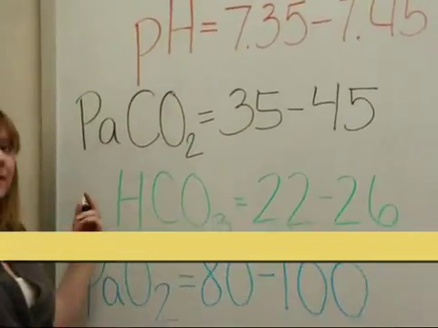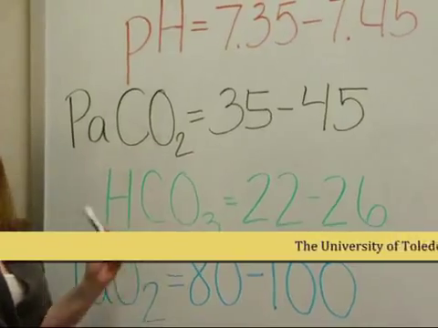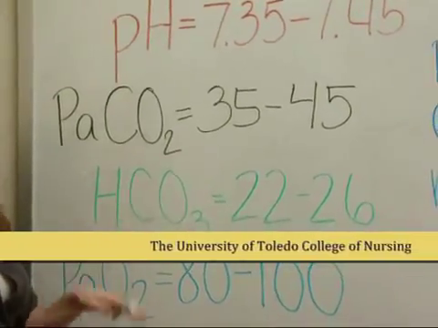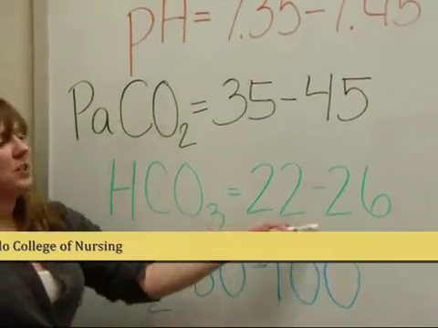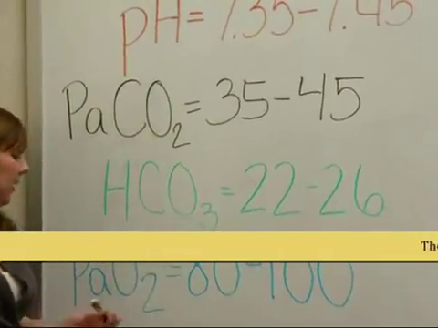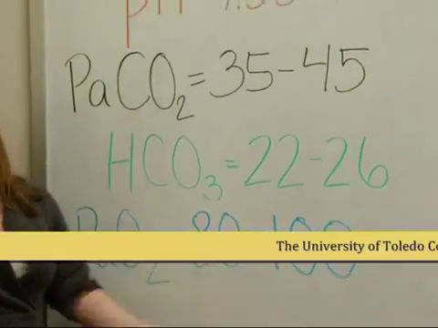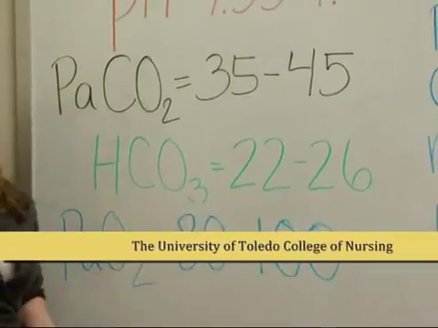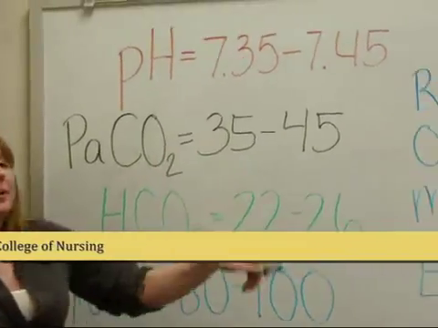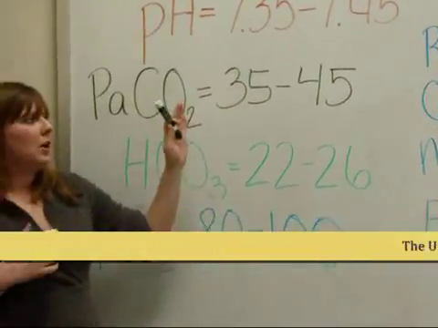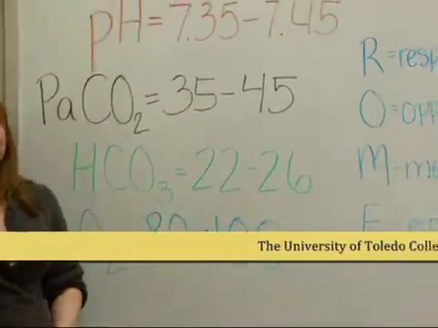Our bicarb we did green, and the reason we did green is because it's from your kidneys, kind of inside the gut, green. So 22 to 26 is our normal for bicarb. And our oxygen is 80 to 100. That's just a normal vital sign that you should know. So next we're going to help you determine the steps on how to read an ABG.